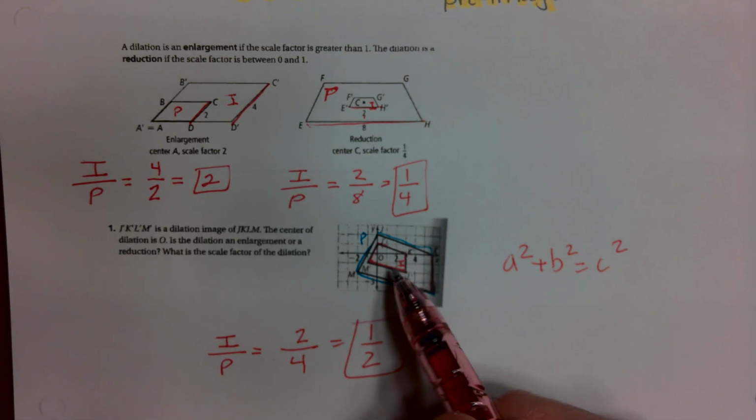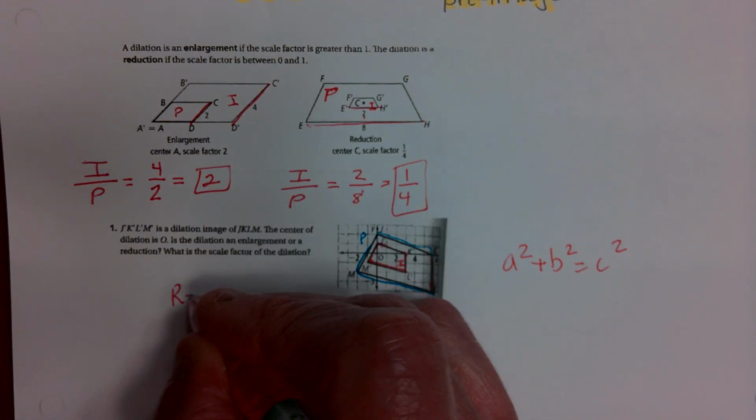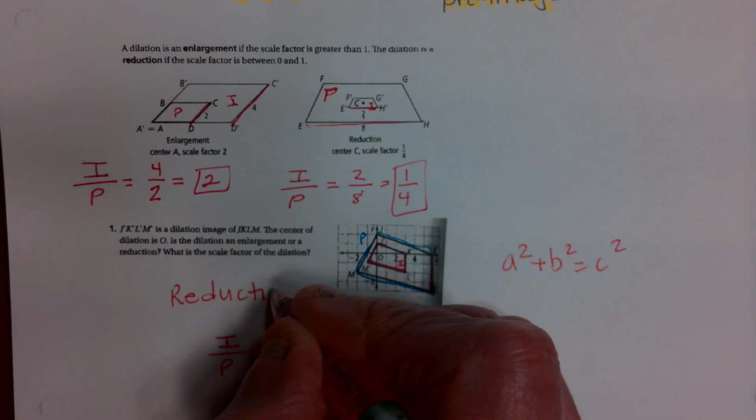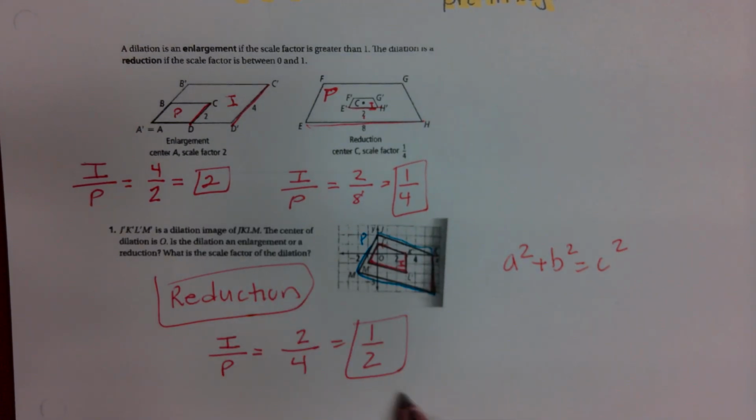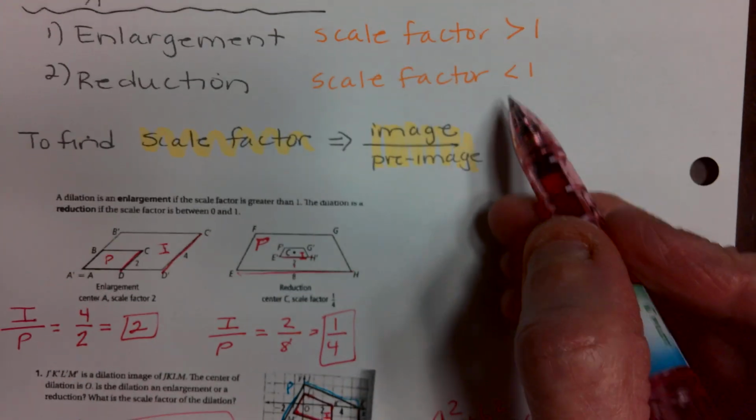If I started with the blue and I went to the pink, is that an enlargement or a reduction? Correct, it's a reduction. You can also tell by the scale factor, which is 1/2, because it's less than 1.